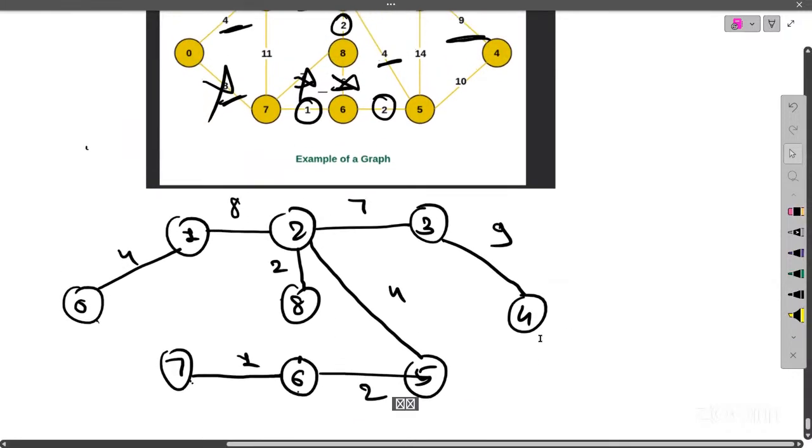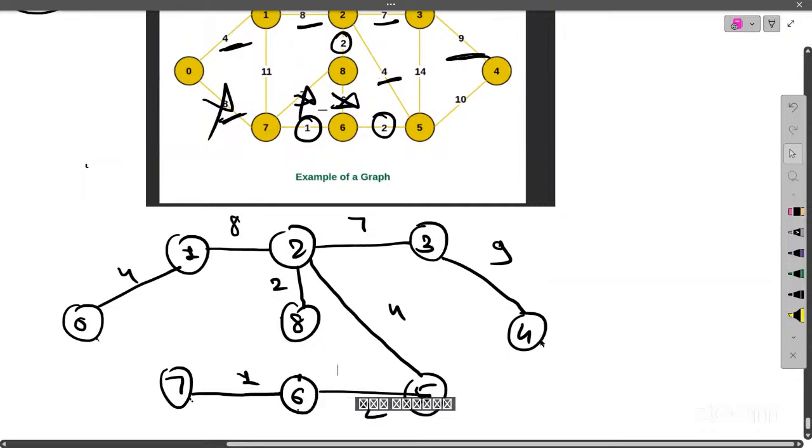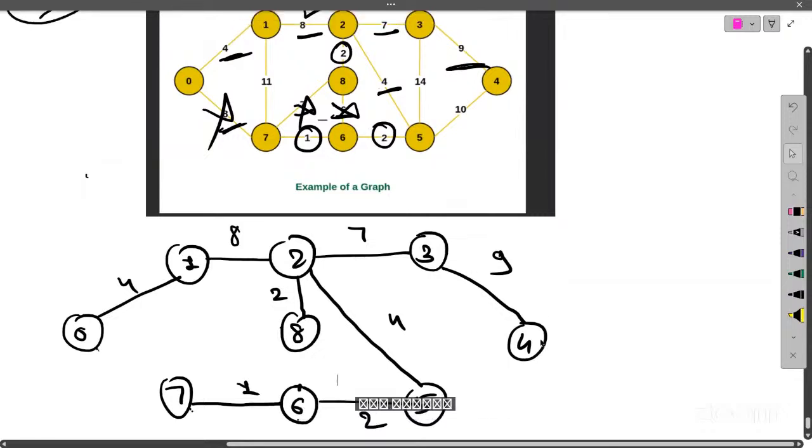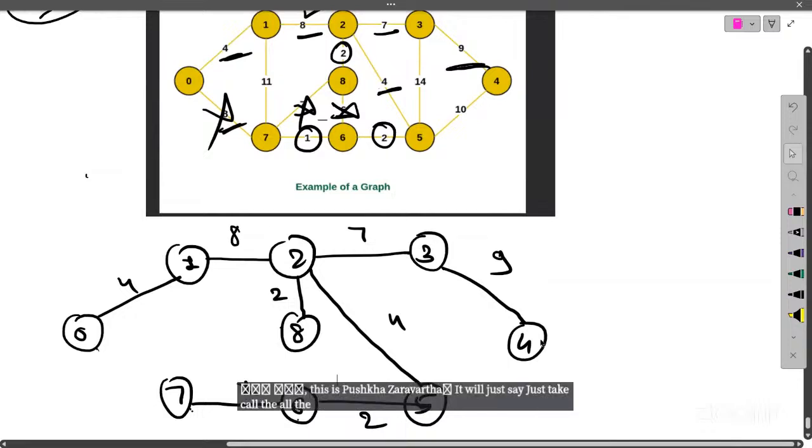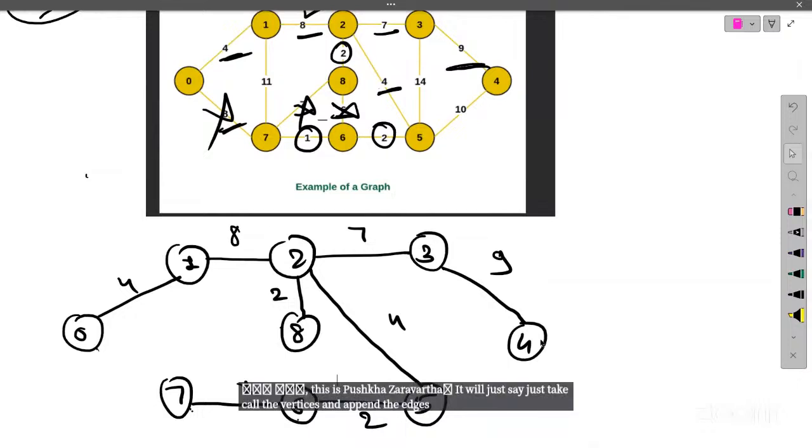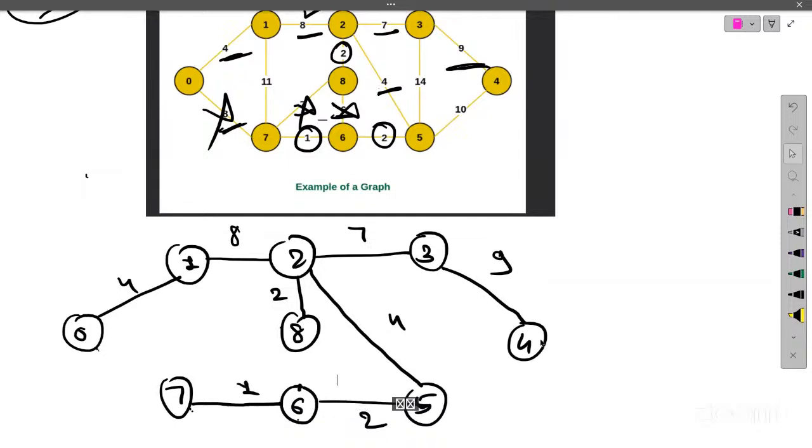This is Kruskal's algorithm, no? Yes, this is Kruskal's algorithm. It will just say take all the vertices and append the edges in such a way that you should choose a minimum cost edge and should not create a cycle. Ma'am, but the graph is same in both the situations. Yeah, it's same because here the weights are in that way.